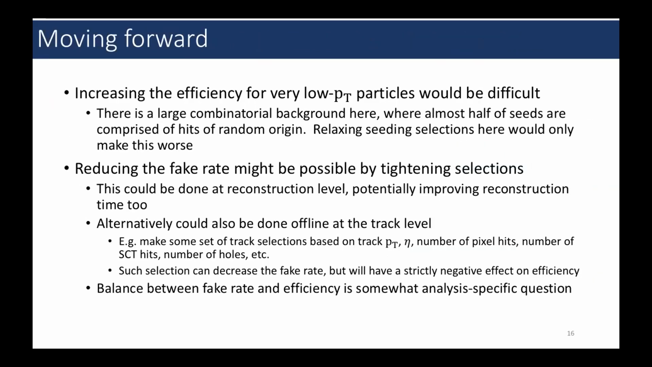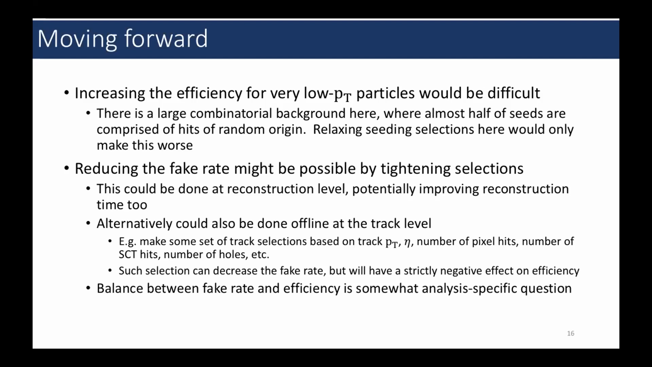So for moving forward with this algorithm, it looks like increasing the efficiency for very low PT particles is somewhat difficult. There's a large combinatorial background, and almost half of our seeds are just hits of random origin being combined. And relaxing seeding selections makes that worse, of course. So reducing the fake rate might be possible by tightening selections.